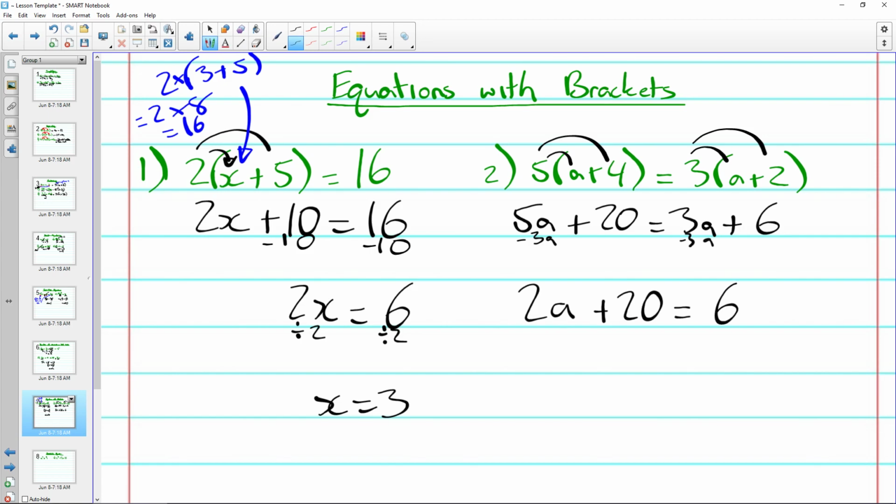The next thing I want to do is get rid of either the 2 or the 20, and get rid of the thing that's furthest away. So minus 20, minus 20. So we have 2a equals 6 minus 20, which is negative 14. And then lastly, when we divide by 2, a equals negative 7. Again, remembering the negative, because we're doing negative 14 divided by 2. So 14 divided by 2 is 7, so negative 14 divided by 2 is negative 7.